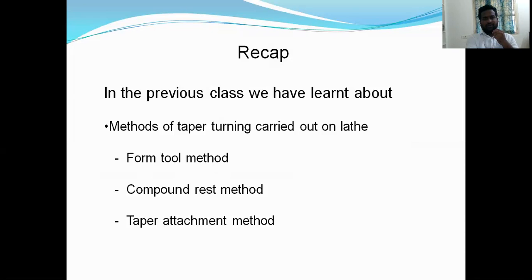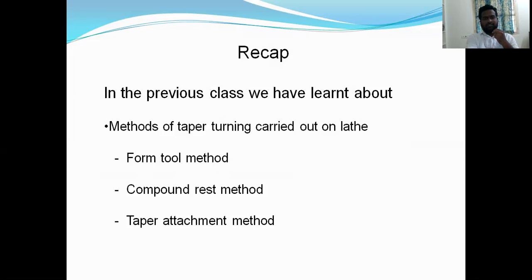In this we need the angle alpha. That angle alpha is calculated by some formulas. So by that we can do this operation, right?